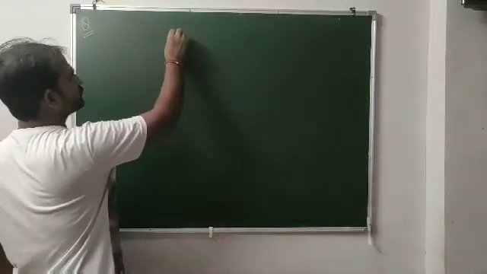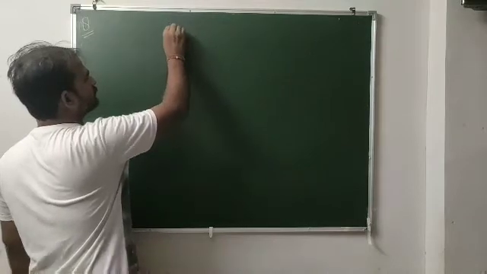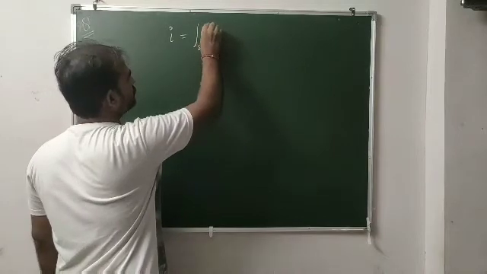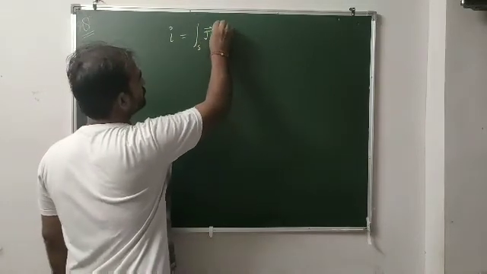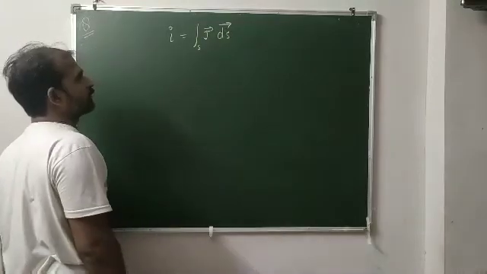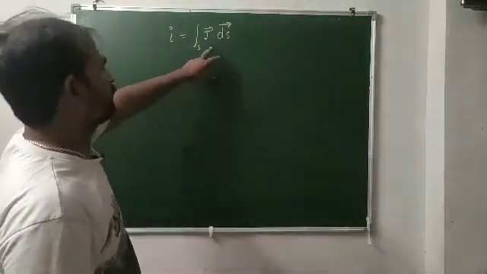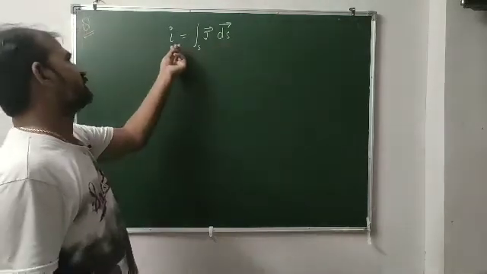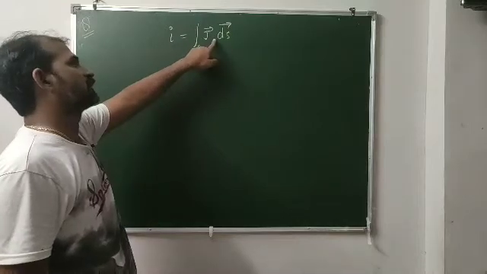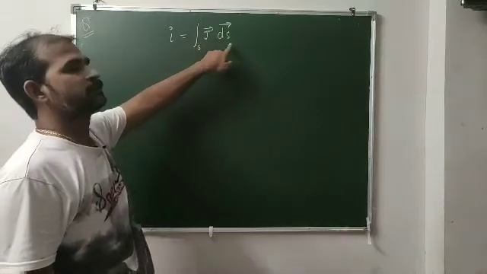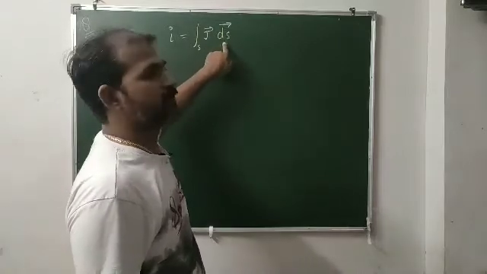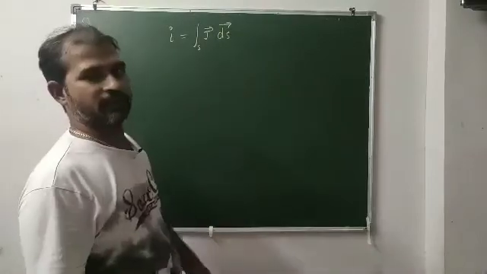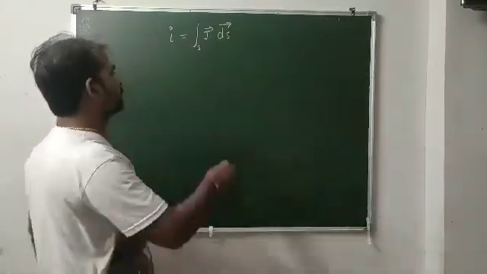Students, you have been taught I is equal to integral J dot dS. This formula you have been taught, where J is the current density, dS is the surface element, and I is the amount of current, and this dot is the dot product of current density and area element. So this integral is not actually a simple integral. This is the surface integral.